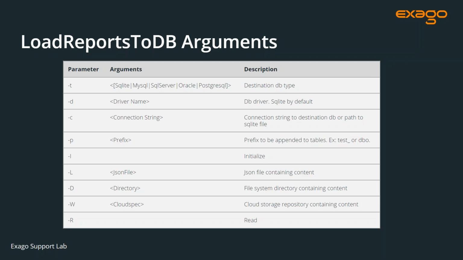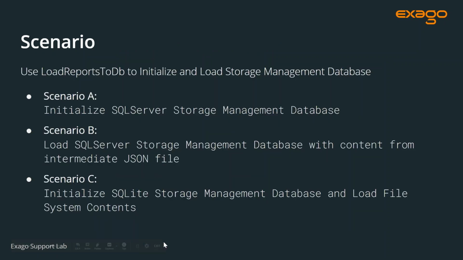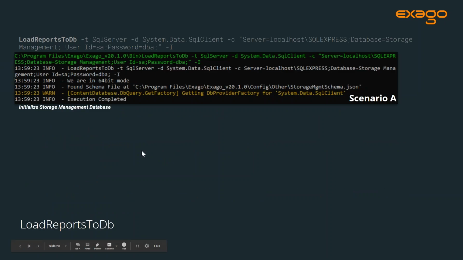So at this point, we're going to talk through quite a few examples of using this utility since there are so many different ways to use it. So the first 3, scenario A will initialize a SQL Server storage management database. Scenario B will load a SQL Server storage management database with content from an intermediate JSON file. And scenario C will initialize a SQLite storage management database and load file system contents. So in the third scenario, we are skipping the JSON file and loading directly from the file system. Now these first 3 we're going to look at in the slide deck, and then we'll do a couple together as well.